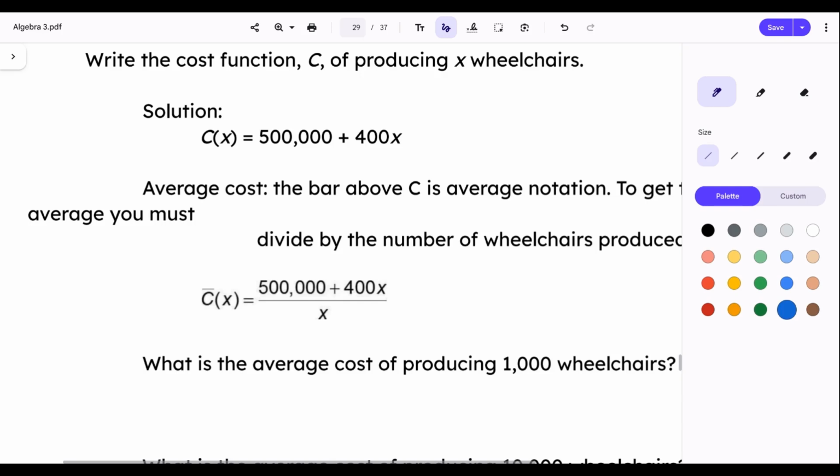Now the 400X, that's your slope here, because the 400 is how much each chair costs to produce. And so we're going to have to figure out what the differences are when we start thinking about if they sell different numbers of chairs.